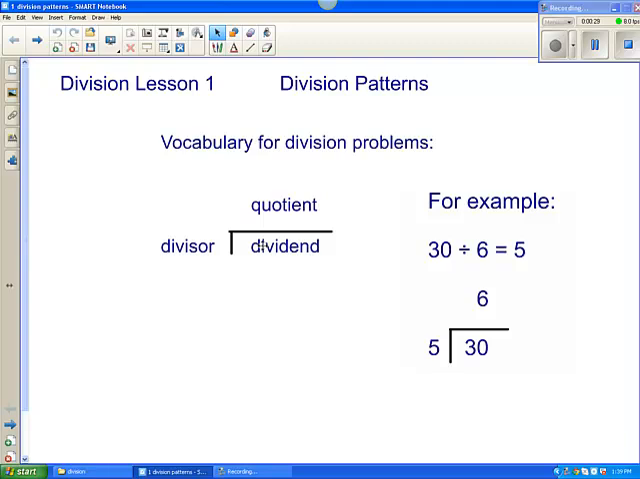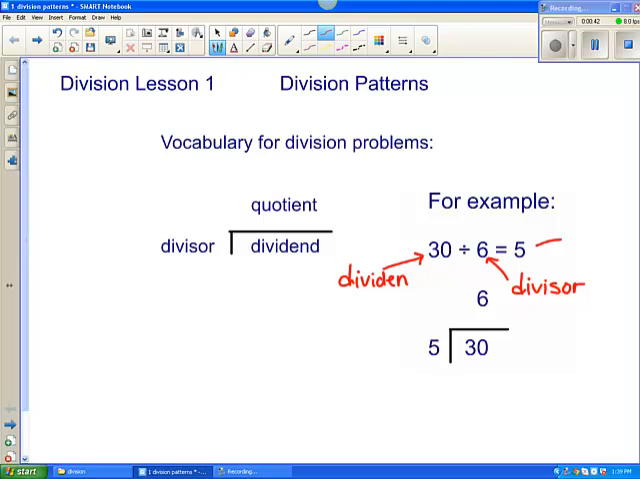The 30 in this case is the dividend because that's how many we have of something, maybe 30 cookies. The 6 is the divisor, and we're going to break it into 6 equal groups. And therefore, each group gets 5, in this case, 5 cookies.